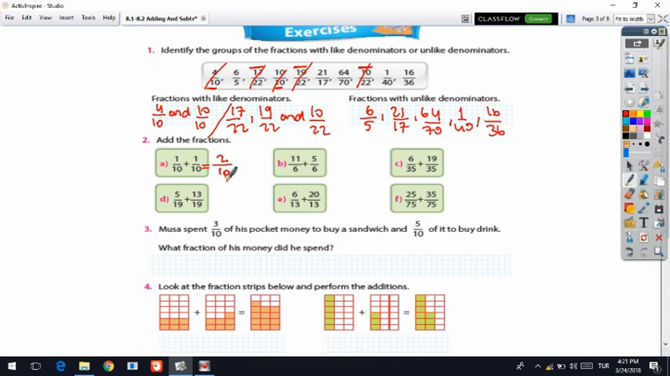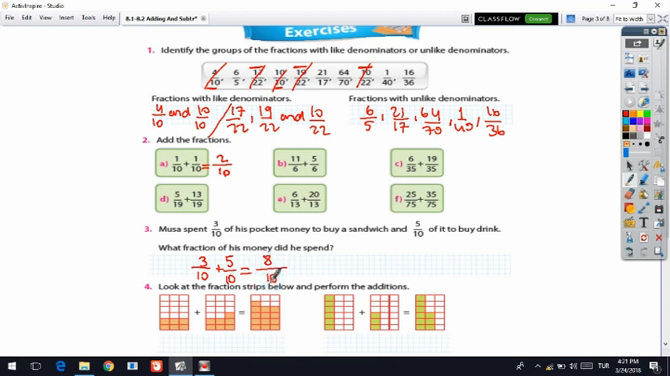Okay, now let's look at another question. Question 3: Musa spent 3 over 10 of his pocket money to buy a sandwich and 5 over 10 of it to buy a drink. What fraction of his money did he spend? First, he spent 3 over 10, and later he spent 5 over 10. How much money did he spend? You have to add them to get the total amount. First, you write 3 plus 5 is equal to 8. You keep the denominator the same, that is 10.